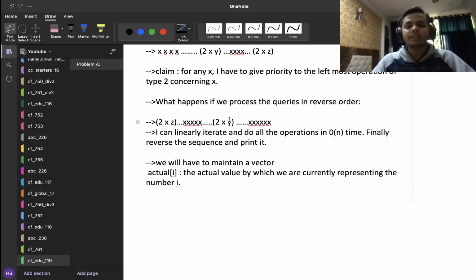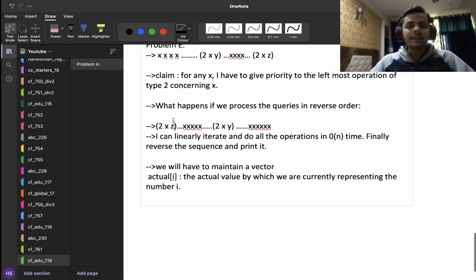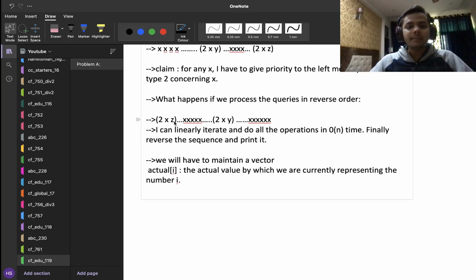So let's see what happens here in this particular question. So in this particular sequence of queries, I have already reversed the queries, so I'm processing them in reverse order. So what happens is that I get a query of the form 2 x z. So what I realize is that I'm representing z not with z but actual of z, right? So I have to replace all these x's with actual of z, not z. Similarly, I am representing y, so according to this query, I have to change x to y. But I know that I am representing y by actual of y, so I will just replace all these x's with actual of y, and that will do the job for me. So yeah, this is basically it.